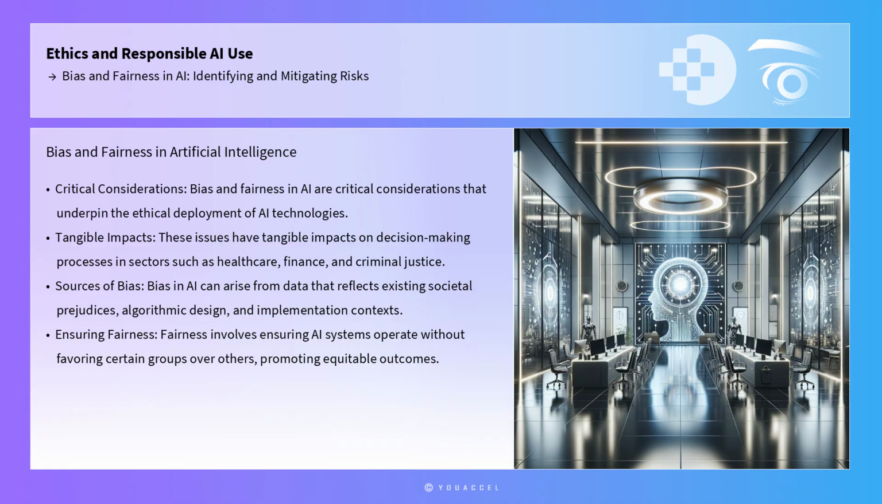criminal justice. Bias in AI can arise from various sources, including data that reflects existing societal prejudices, algorithmic design, and implementation contexts. Fairness, on the other hand, involves ensuring that AI systems operate without favoring certain groups over others, promoting equitable outcomes. Addressing these challenges requires actionable insights and the implementation of practical tools and frameworks.